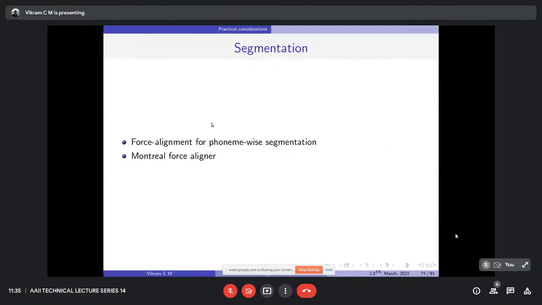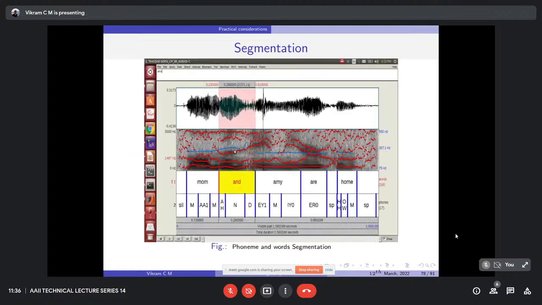The next immediate step, once we have the data along with the ratings, is segmentation. When we do the recording, we get a lot of background noise and unwanted speech of the instructor. So we need to remove them. One approach is to use tools like Praat.